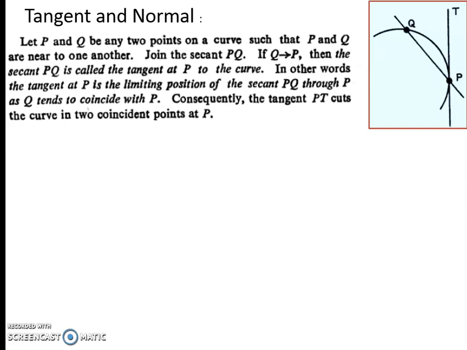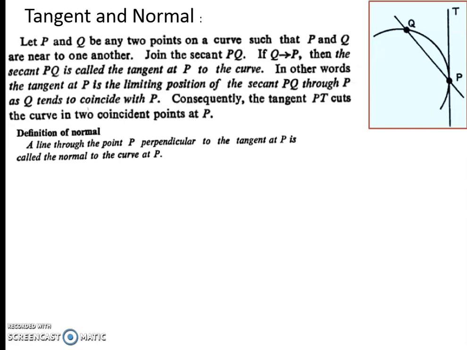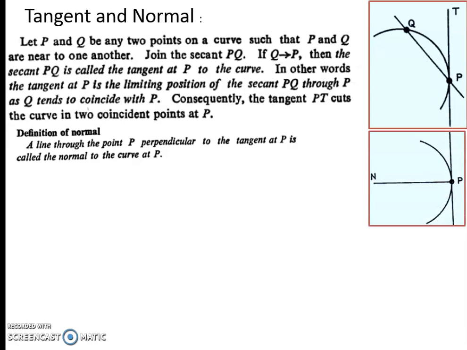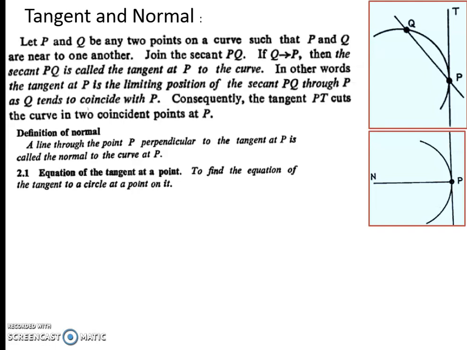In other words, the tangent at P is the limiting position of the secant PQ through P as Q tends to coincide with P. Consequently, the tangent PT cuts the curve in two coincident points at P. Definition of normal: a line through the point P perpendicular to the tangent at P is called normal to the curve at P. So, perpendicular to the tangent is known as normal to the curve. So, just see PN is the normal to the tangent.